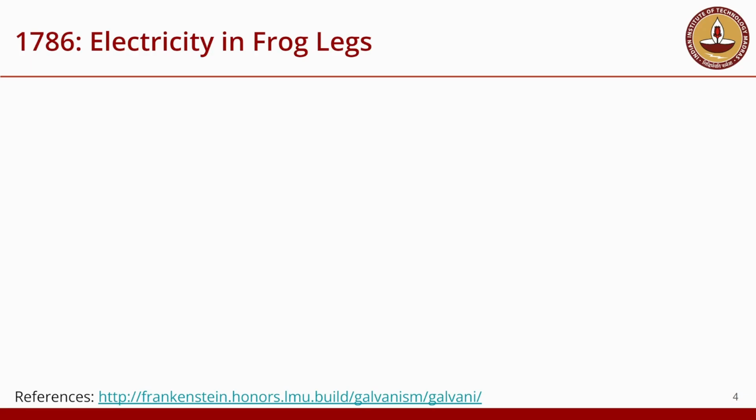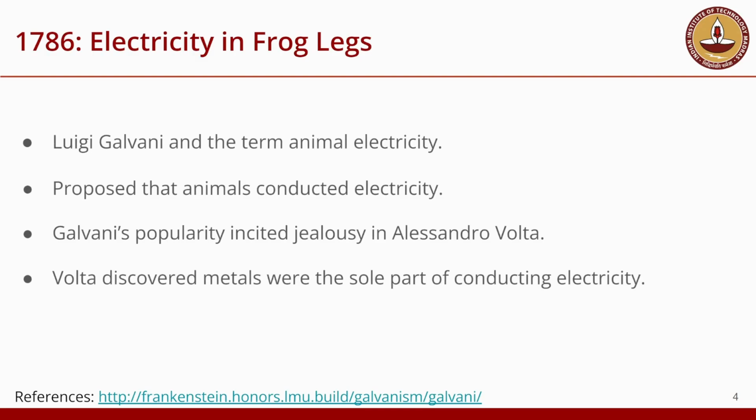The first formal invention of a battery, 1786, electricity in frog legs. Luigi Galvani was an Italian physician, physicist, and biologist who pioneered the field of bioelectrics and discovered what he called animal electricity. His most famous work stems from an accidental experiment when he discovered dead frog legs could twitch when introduced to two pieces of metal to complete the circuit.